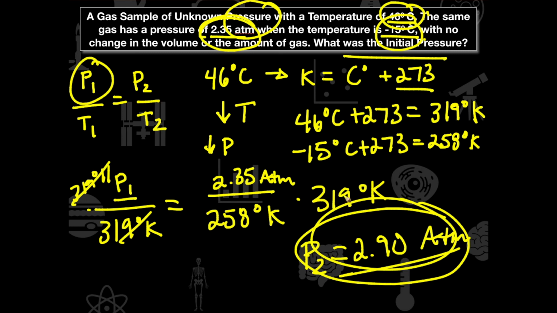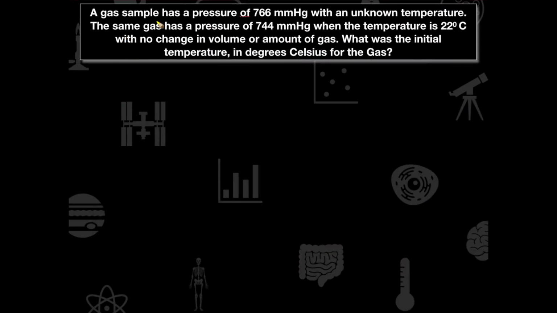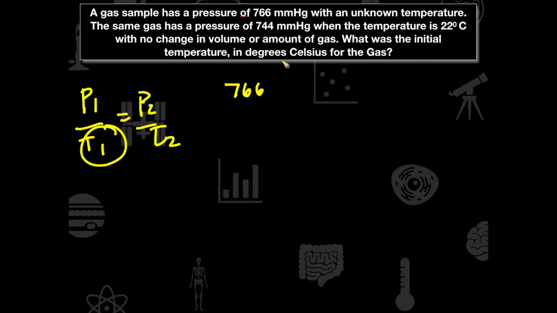So if we look at this one, a gas sample has a pressure of 766 millimeters of mercury. And we don't have the temperature for this initial temperature. So if we're looking at P1 over T1, P2 over T2, we are solving for T1 here. Let's plug this in. P1 is 766 millimeters of mercury. Solving for T1, I have 744 millimeters of mercury.